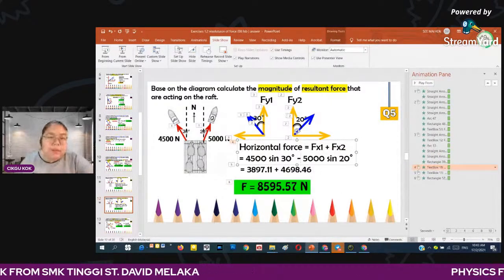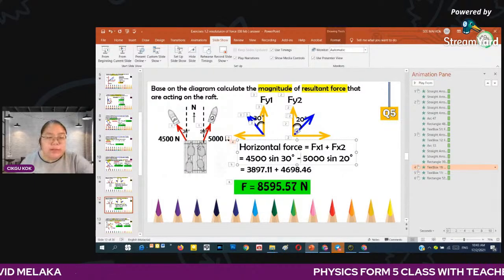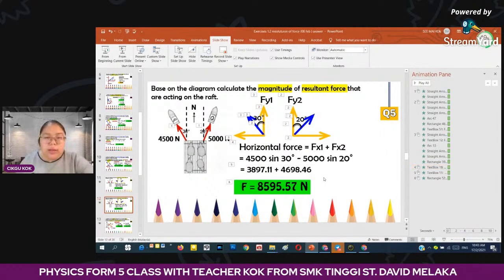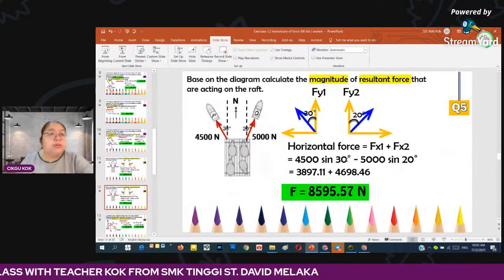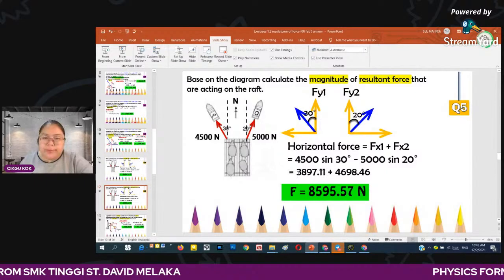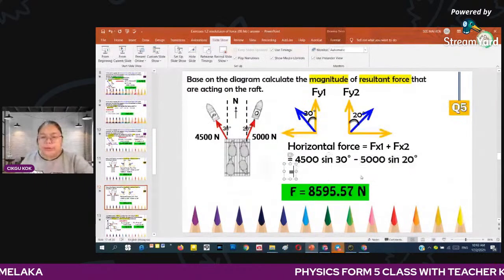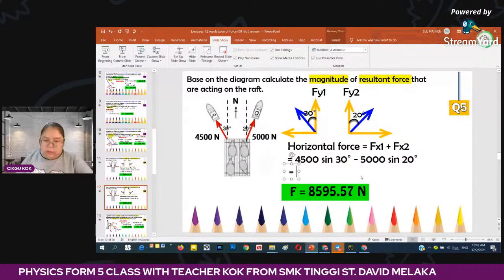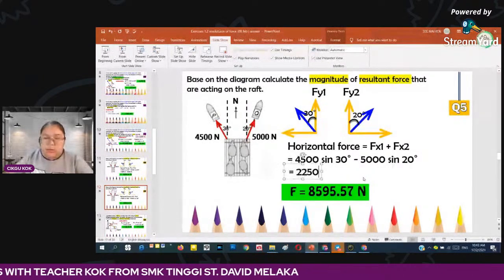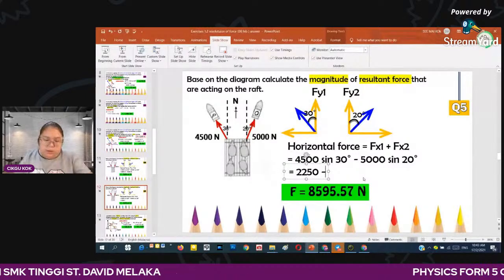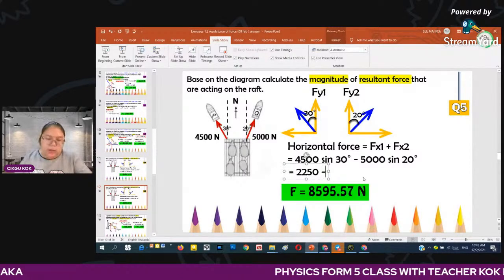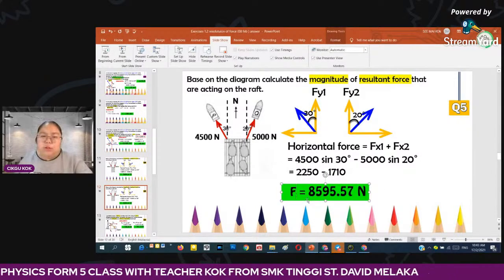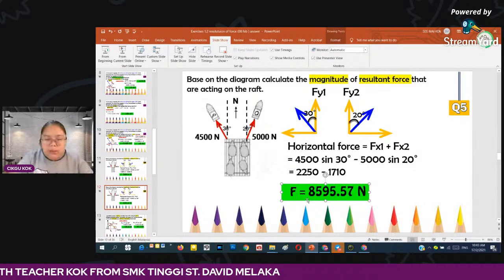Are you sure minus? Because this one is in the opposite direction. You can see that it is in the opposite direction. So from here, I need to show out the answer. I go to zoom first. You are very fast, you show me the answer. Later I go to press the calculator. You help me to check is it correct or not. Minus 5,000 sin 20, this one is 1710. Now the total horizontal, that means the total Fx.